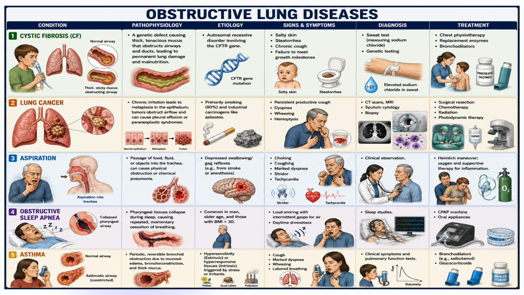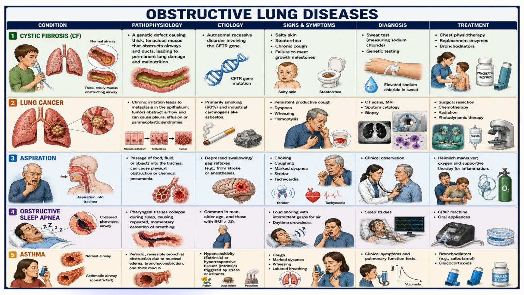Signs and symptoms include choking, coughing, marked dyspnea, stridor, and tachycardia. So diagnosis is clinical observation. Basically if a patient is aspirating, you see them like this, they're aspirating, that is your clinical manifestation. Okay, they're choking. The treatment is the Heimlich maneuver, and oxygen if they need it, and supportive therapy for inflammation.